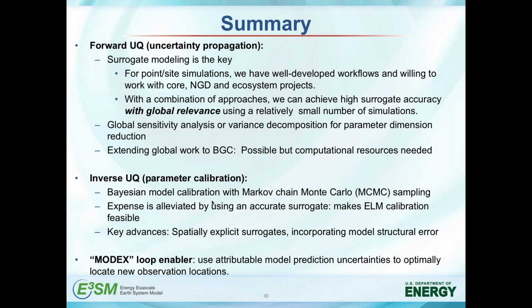That means bringing in data from observational networks and experiments to directly constrain model parameter and prediction uncertainty. Hopefully this will help us understand where and what types of observations in the future might be optimal for reducing prediction uncertainty.